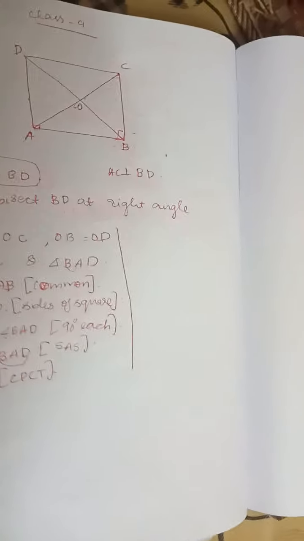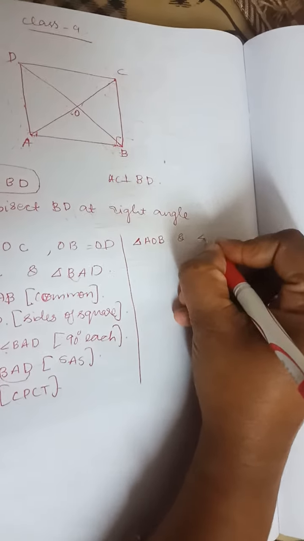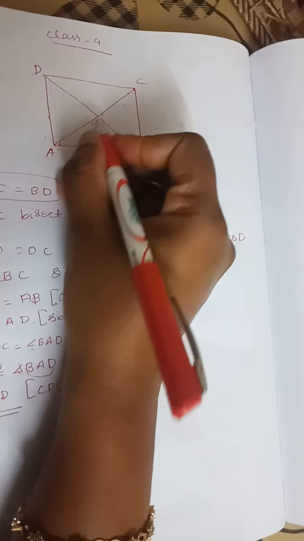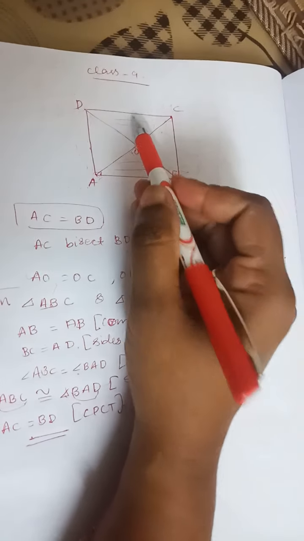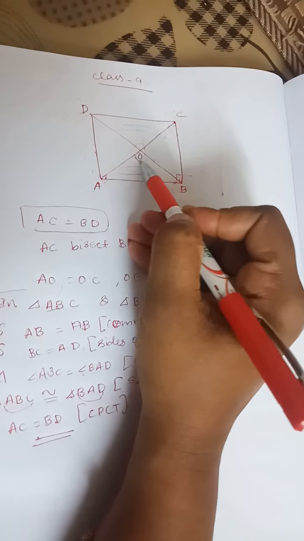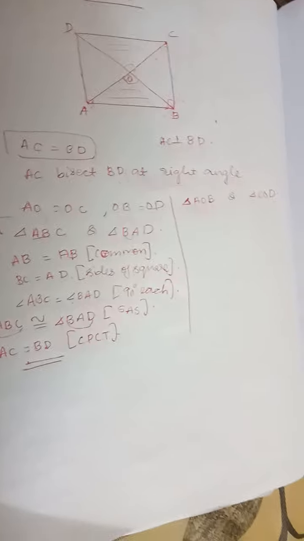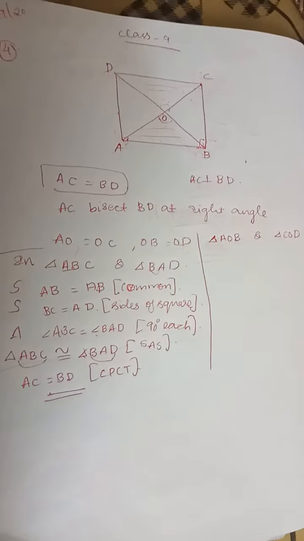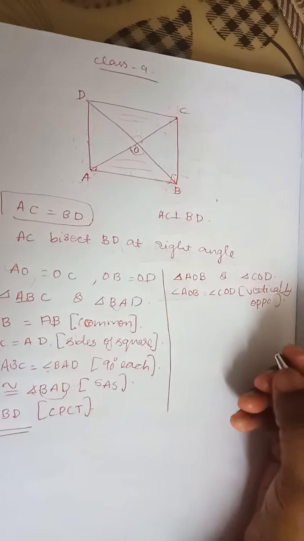Next I am going to take triangle AOB and triangle COD. AOB, COD, this one and this triangle. In these two triangles, you can equate these two angles because they are vertically opposite angles, right? So angle AOB is equal to angle COD. I am writing here angle AOB is equal to angle COD. What is the reason? Vertically opposite angles. Vertically opposite angles are equal, correct?